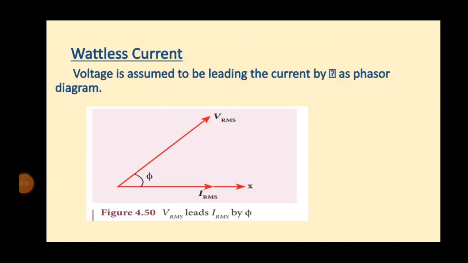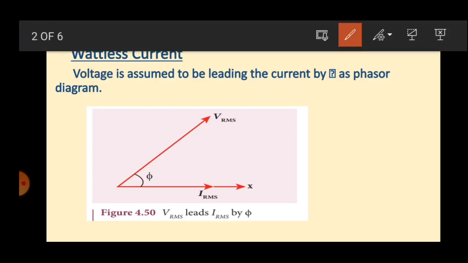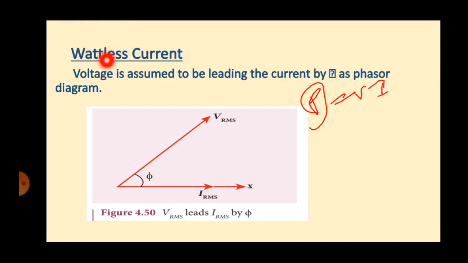And next topic, wattless current. What is meant by wattless current? Listen, students, watt, you have already studied in the previous class, is power. Power is defined as the product of voltage and current. Already you know that. What is the unit of power? This is nothing but watt. So this is the unit of electric power.